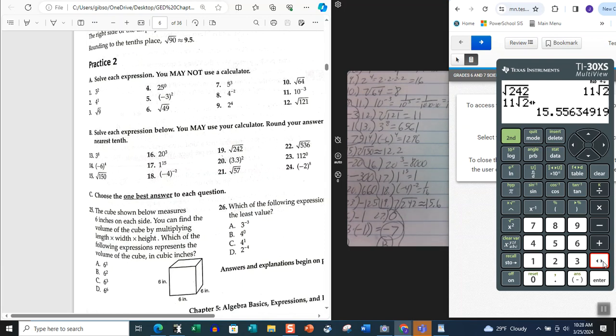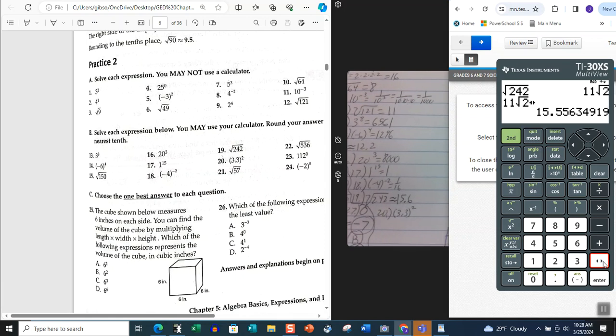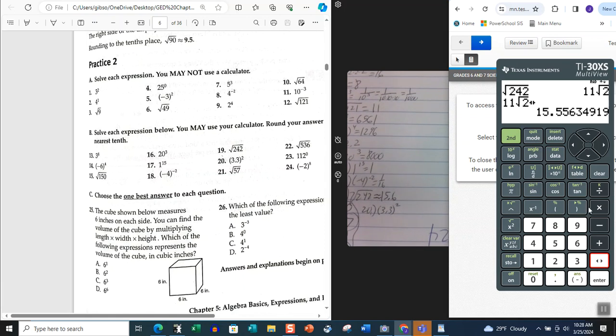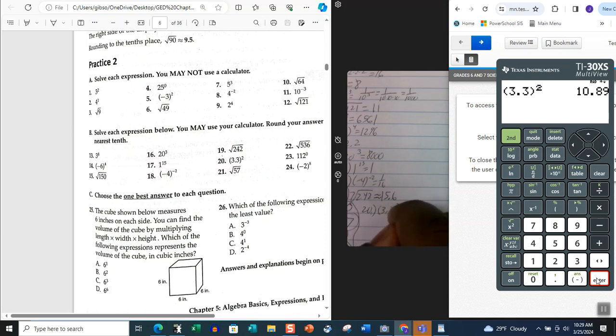Okay, now we come here to problem 20. Problem 20, we add 3.3 to the second power. Since it's to the second power, let me do the parenthesis. Let me do this right. 3.3, close the parenthesis, hit the x squared key, and press enter. It says round your answer to the nearest tenth, so we'll round it to 1 decimal place. That'll be approximately 10.9.